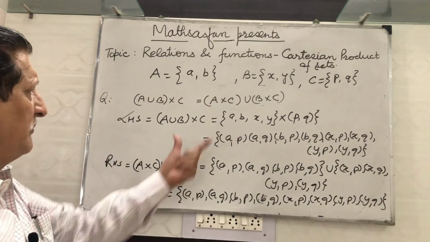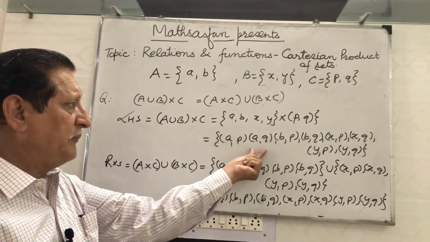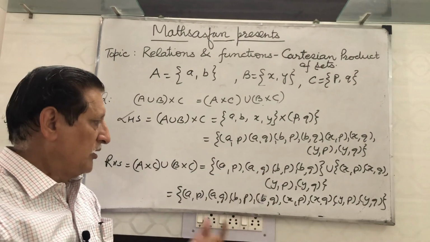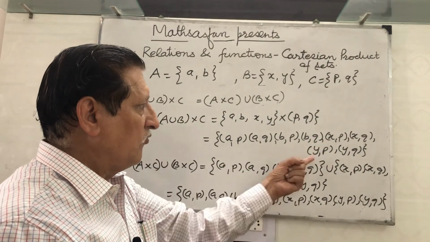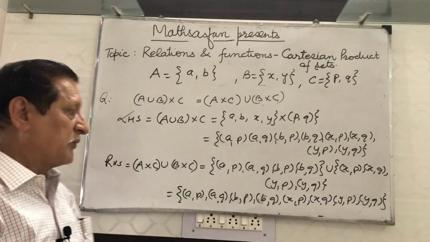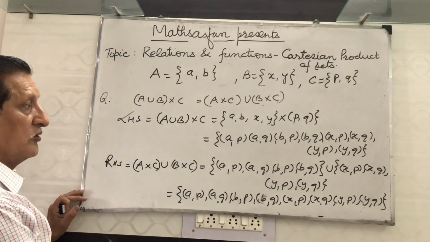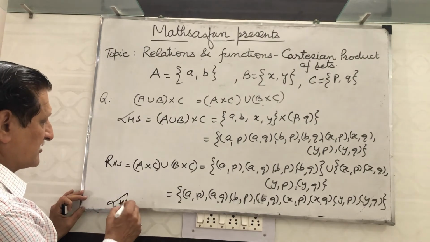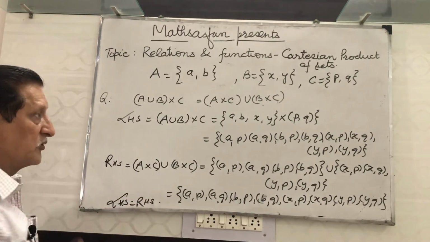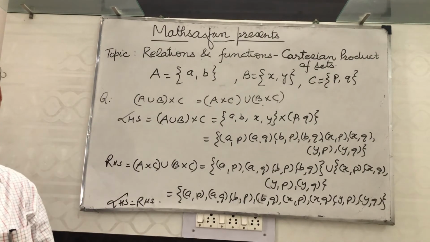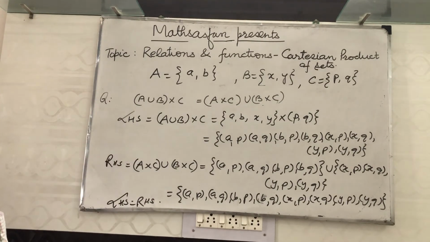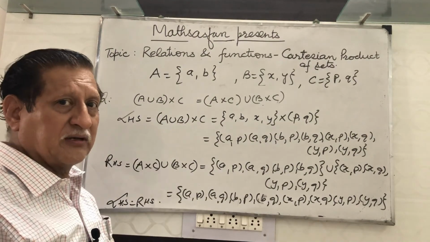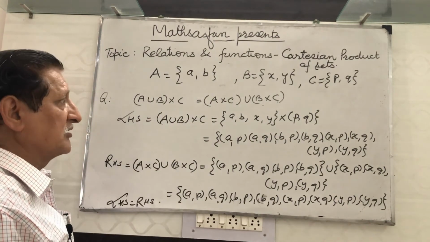If you see the elements in this left hand side, AP, AQ, BP, BQ are here. Then XP, XQ are here. YP, YQ, the elements are same. It means LHS, left hand side, is equal to right hand side. LHS is equal to RHS. Hence proved, it means this becomes an identity. Similarly, we can also have the same type of identity for intersection also.